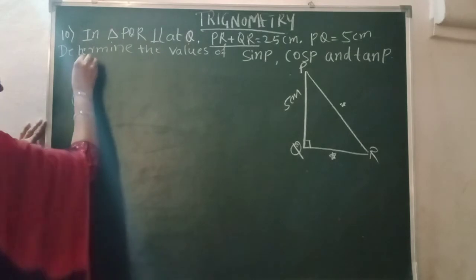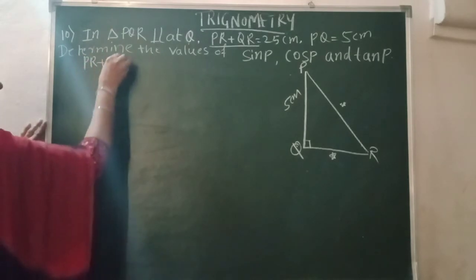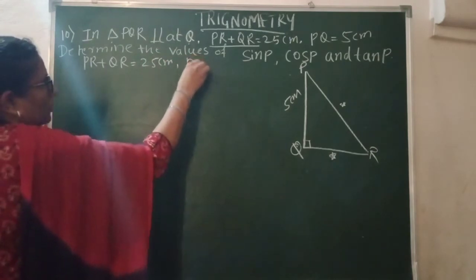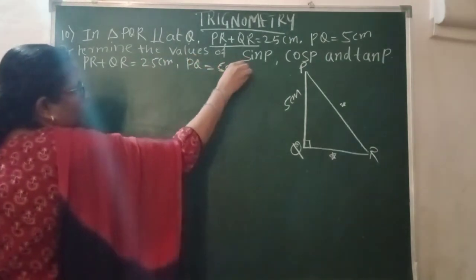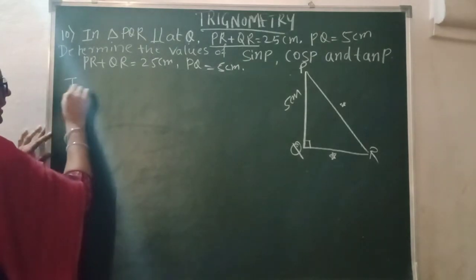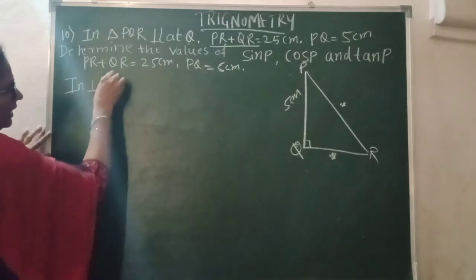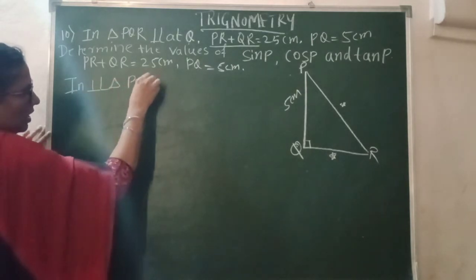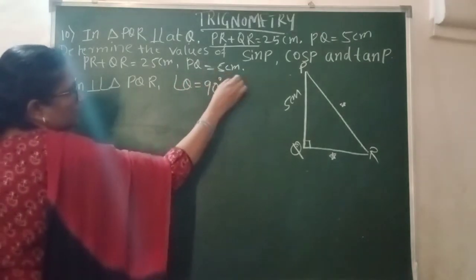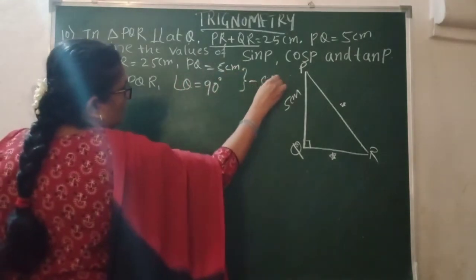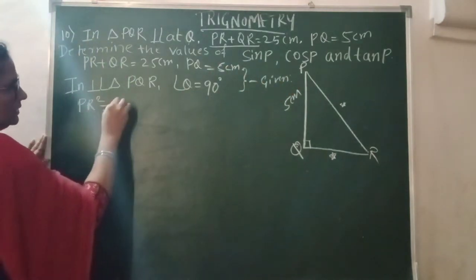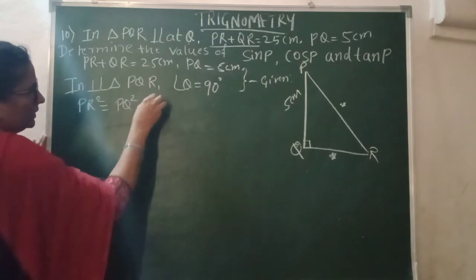See here how to solve this one. So let me write this. First, PR plus QR is equal to 25 centimeter and PQ is equal to 5 centimeter. These two are given. So according to Pythagoras theorem, you are going to write in right angle triangle PQR, angle Q is equal to 90 degree. PR square is equal to PQ square plus QR square.